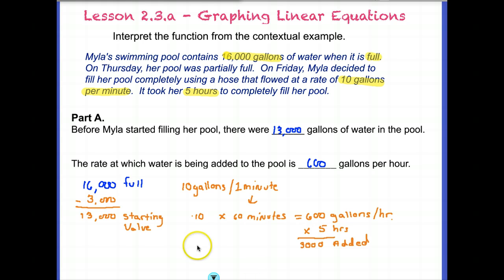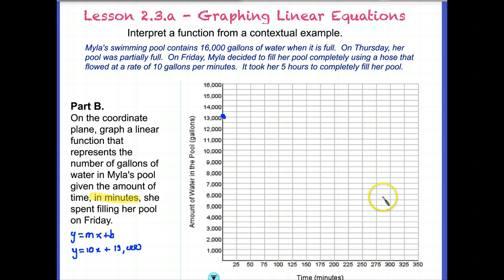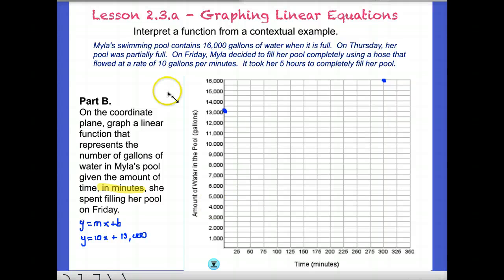Another point that might be easy to find is our ending value. We know our y value when the pool is full is 16,000 gallons. Now what we need to know is how many minutes that is. Well, we know it took 5 hours to make it full. So can we figure out how many minutes there are in 5 hours? As we said before, there are 60 minutes per hour. So if I take 5 times 60, I know that's 300 minutes. So I'm going to use this point: 300 minutes, 16,000 gallons, and I'm going to plot that. Coming over here, you'll notice there is 300 minutes, and at the very top here, we have 16,000 gallons. So now I have 2 points that are somewhat spread out, easier to graph, and I can just plot my line between those points.